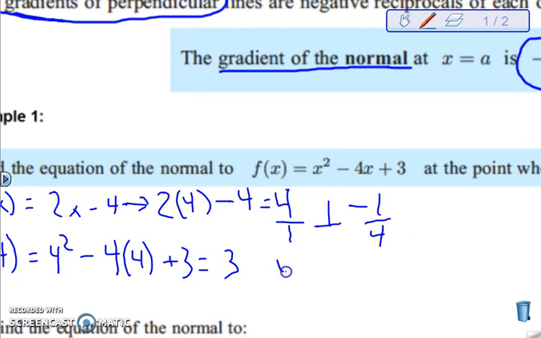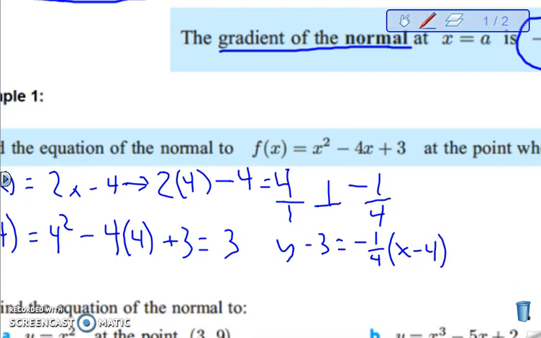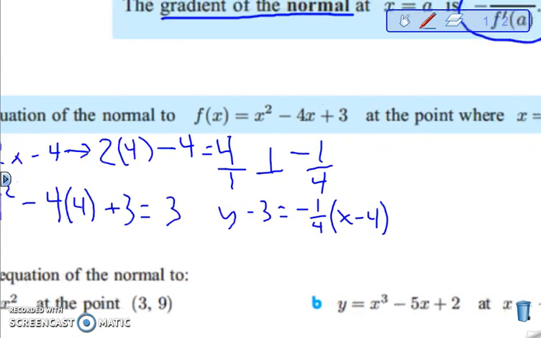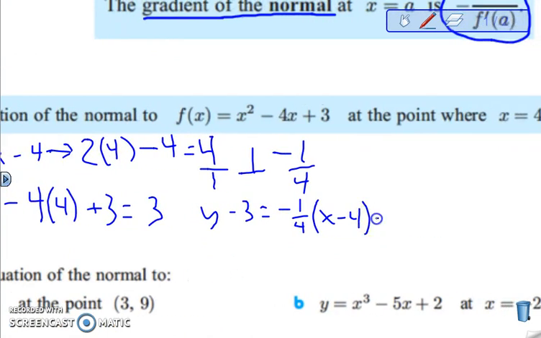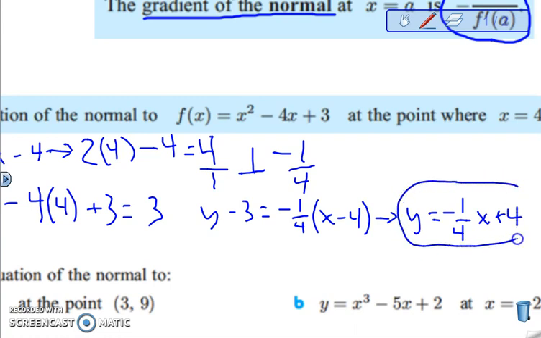So our formula, y minus 3 equals negative 1/4 times x minus 4. And then from there, we can just simplify. So distribute the negative 1/4. And then add the 3 to the other side, and you should get negative 1/4 x plus 4.